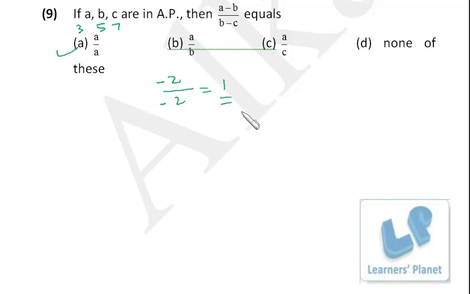And why is it happening, you know? A minus B is the difference between two consecutive terms, so definitely it will be the common difference, that is D, and B minus C is also the difference between two consecutive terms, so that's D, right? So both of them are the same. If the series is increasing, the common difference will be positive. If the series is decreasing, the common difference will be negative. But in both cases, in case of an increasing series both of them will be positive, and in case of a decreasing series both of them will be negative. So finally it will be 1 only. So we get 1 as the answer.